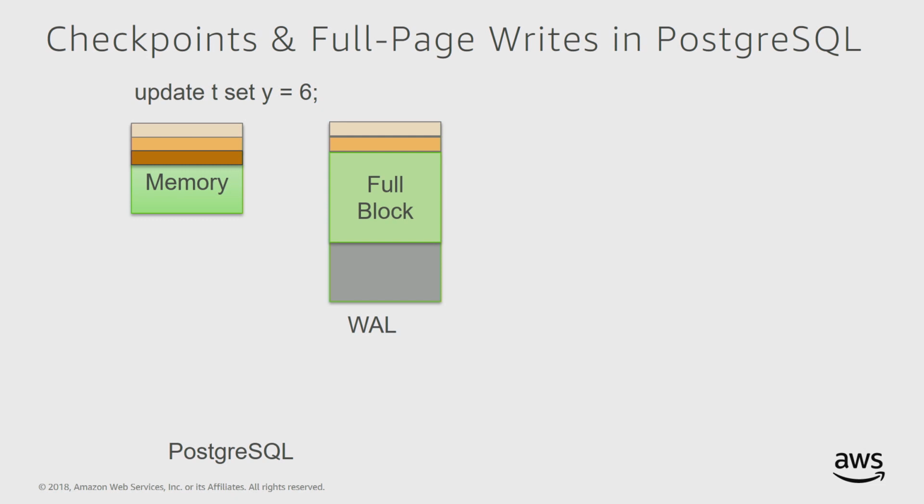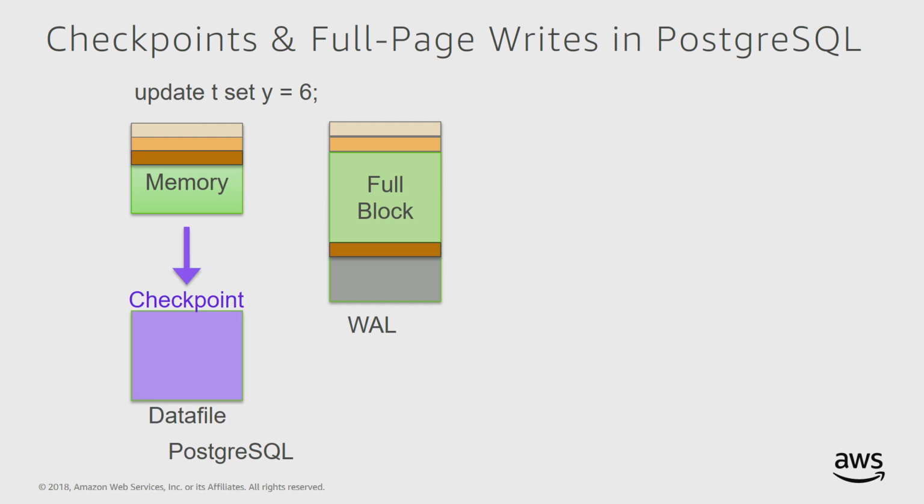Now, if we do another change, we don't end up with one. So what's going on here? Well, the full block is only put into the WAL the first time you touch a block after a checkpoint, right? So you can touch a block 100 times after the checkpoint, and only the first time you get the full page writes.